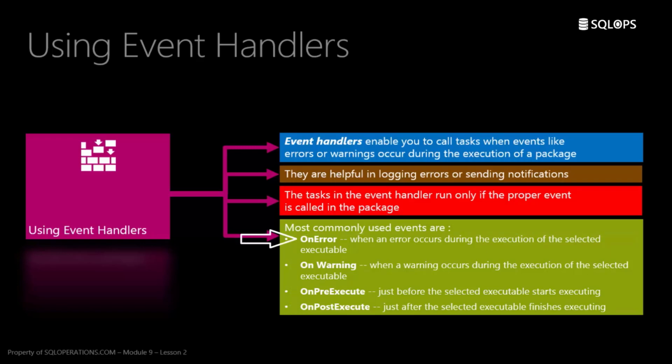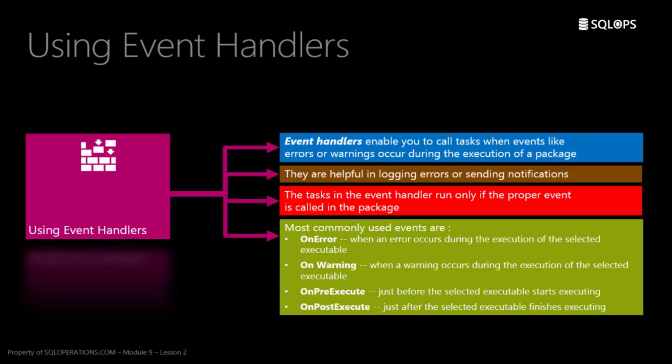The OnError event fires when an error occurs during the execution of the selected executable. The OnWarning event fires when a warning occurs during the execution of the selected executable. The OnPreExecute event fires just before the selected executable starts executing. The OnPostExecute event fires just after the selected executable finishes executing.